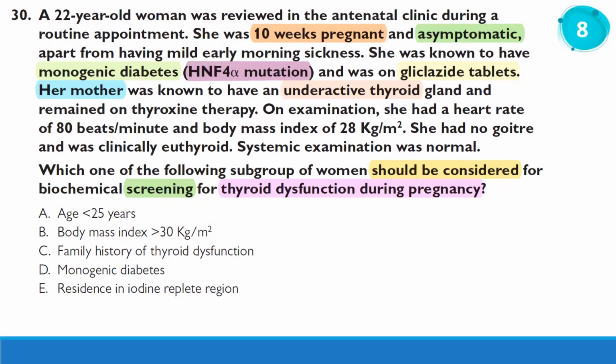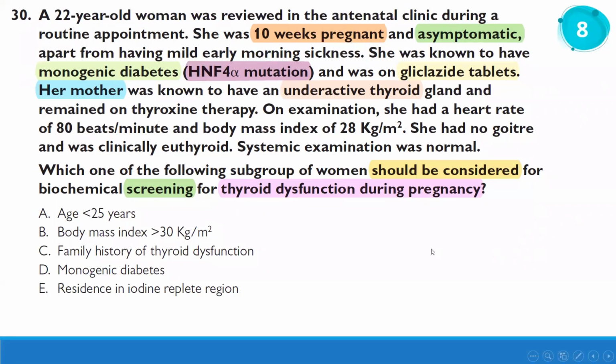E, resident in an iodine-depleted area. Family risk of thyroid dysfunction is one of the most important risk factors for development of any thyroid disorder. If you cannot be 100% sure that the residence is in an iodine-replete region, please don't choose this. If you are not sure 100%, you can exclude some of these options in the real exam. Diabetes is one of the risk factors, but type 1 diabetes, and to some extent type 2 diabetes, not monogenic diabetes.